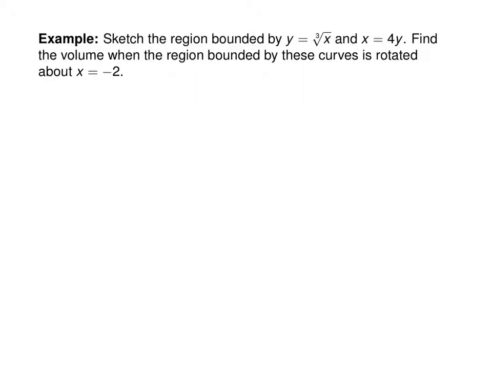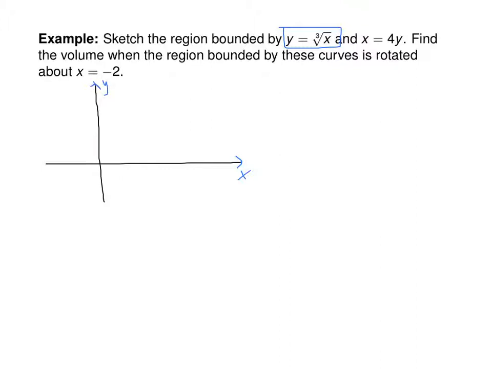Sketch the region bounded by the curves y equals cube root of x and x equals 4y. Find the volume when the region is rotated about the line x equals negative 2. Alright, so y equals the cube root of x. Let's graph that one in blue.